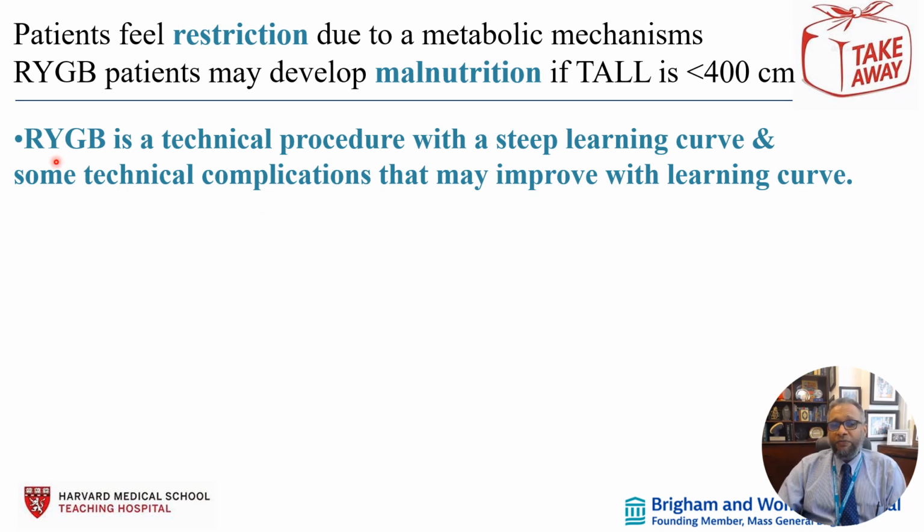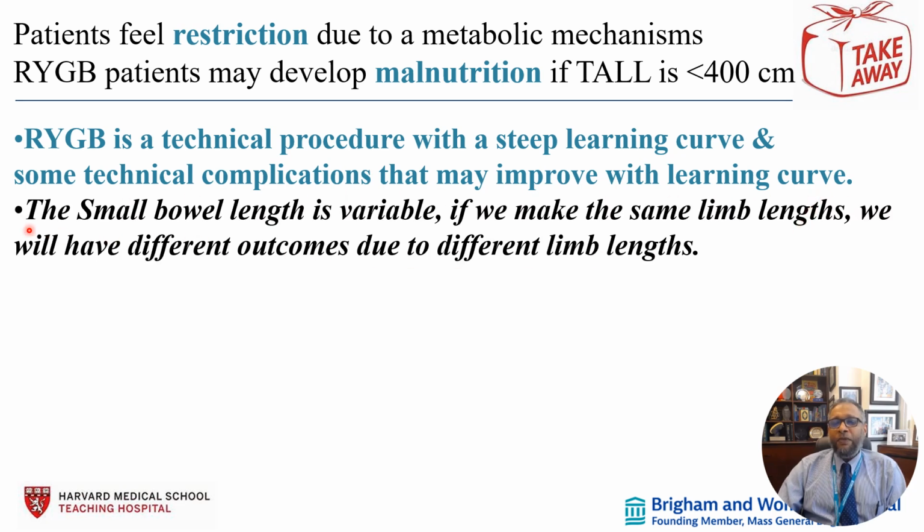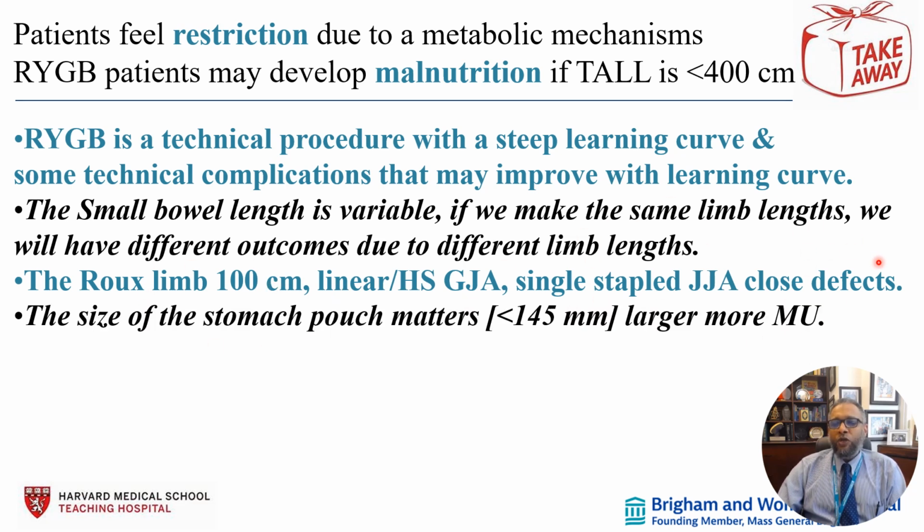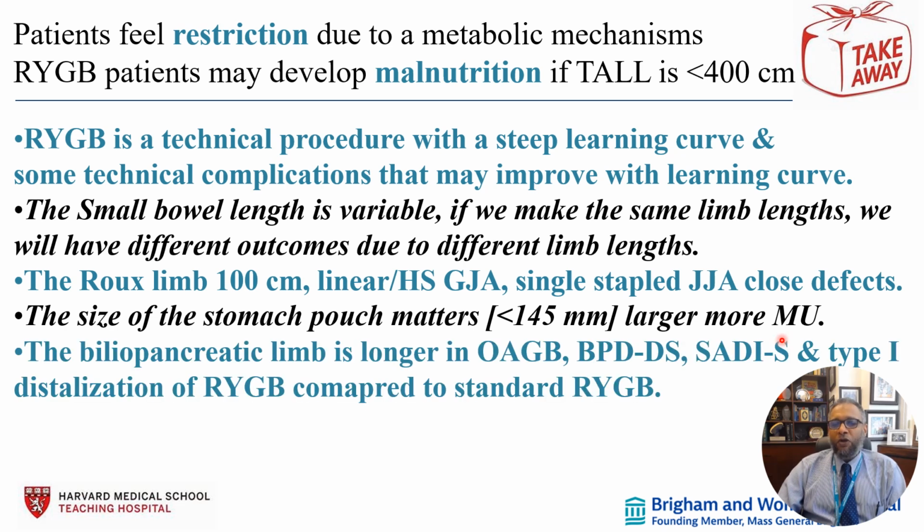400 centimeters. Roux gastric bypass is a technical procedure with a steep learning curve, and many of the technical complications could be avoided. The small bowel length is variable. You need to make sure, even if you do the same bowel length, that you're testing your assumption in Roux about the common channel. We do a Roux limb of 100, and then we try to make sure we close all mesenteric defects. The size of the pouch matters. Make sure your pouch is not more than 3 stapler cartridge length.